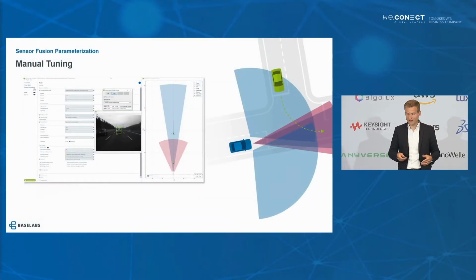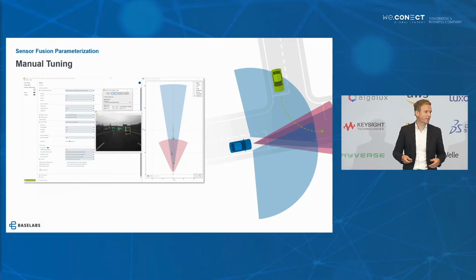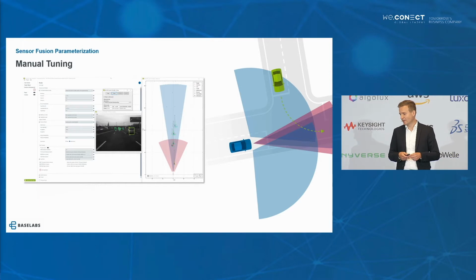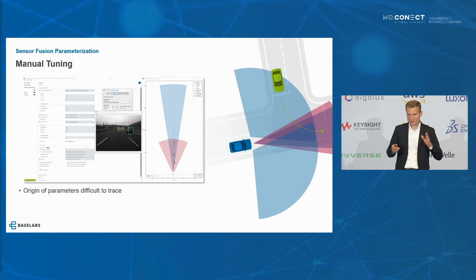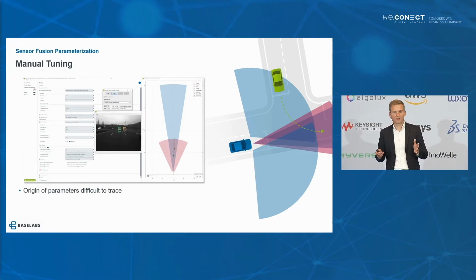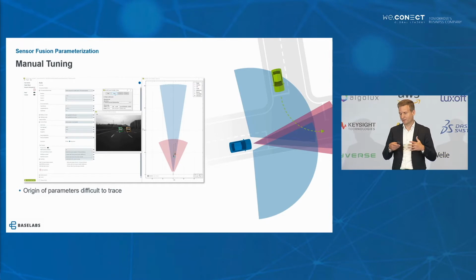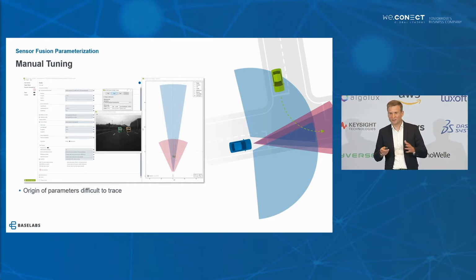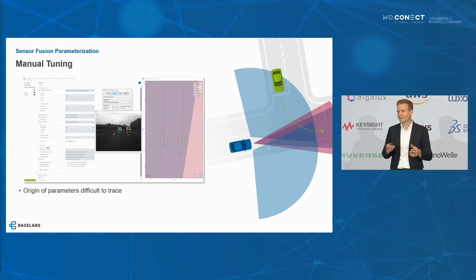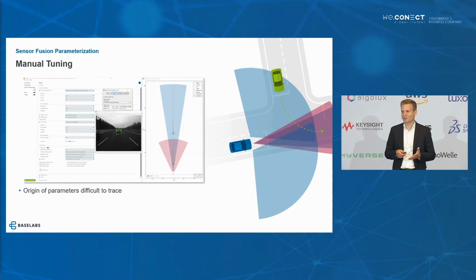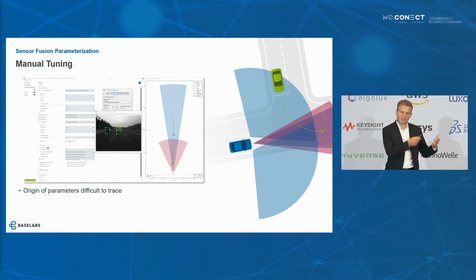How could this look in practice? Very often, there is a developer that replays scenes of recorded data, and then tries to find parameters that make the sensor fusion system work better. This has lots of disadvantages. First of all, the parameters that the developer then found or set are difficult to trace, right? Once the parameters are set, it's not that easy to later find out what's the origin of those parameters? Which effects cause those parameters?